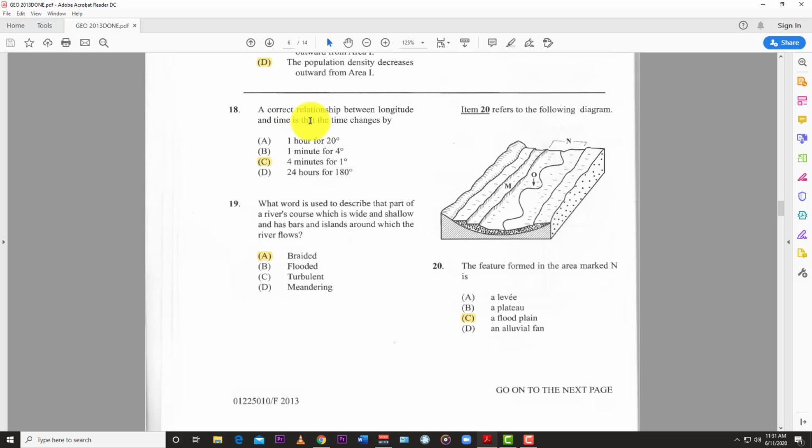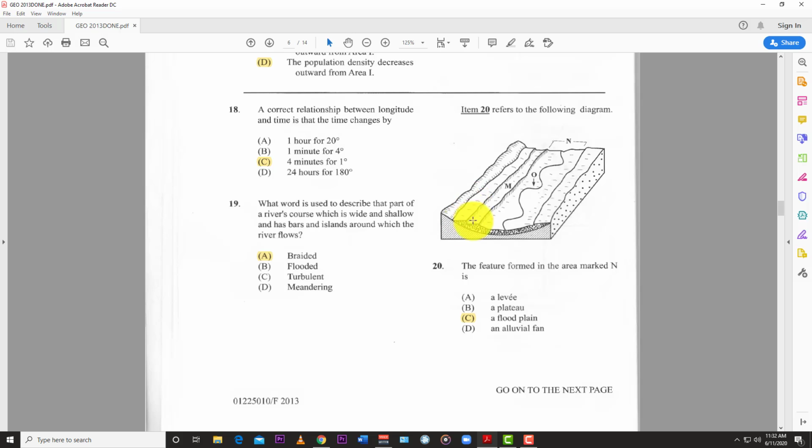Number 18, a correct relationship between longitude and time is that the time changes by C, 4 minutes for every 1 degree. Number 19, what word is used to describe the path of a river's course, which is wide and shallow and has bars and islands around which the river flows? And so the answer is A, braided.